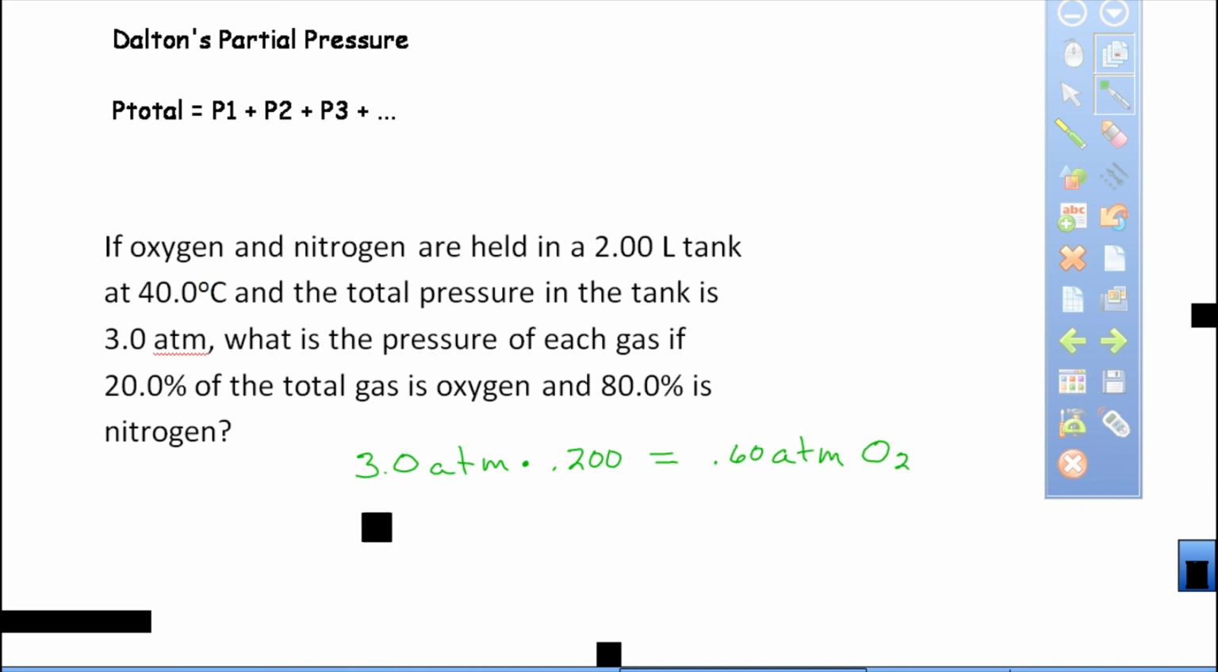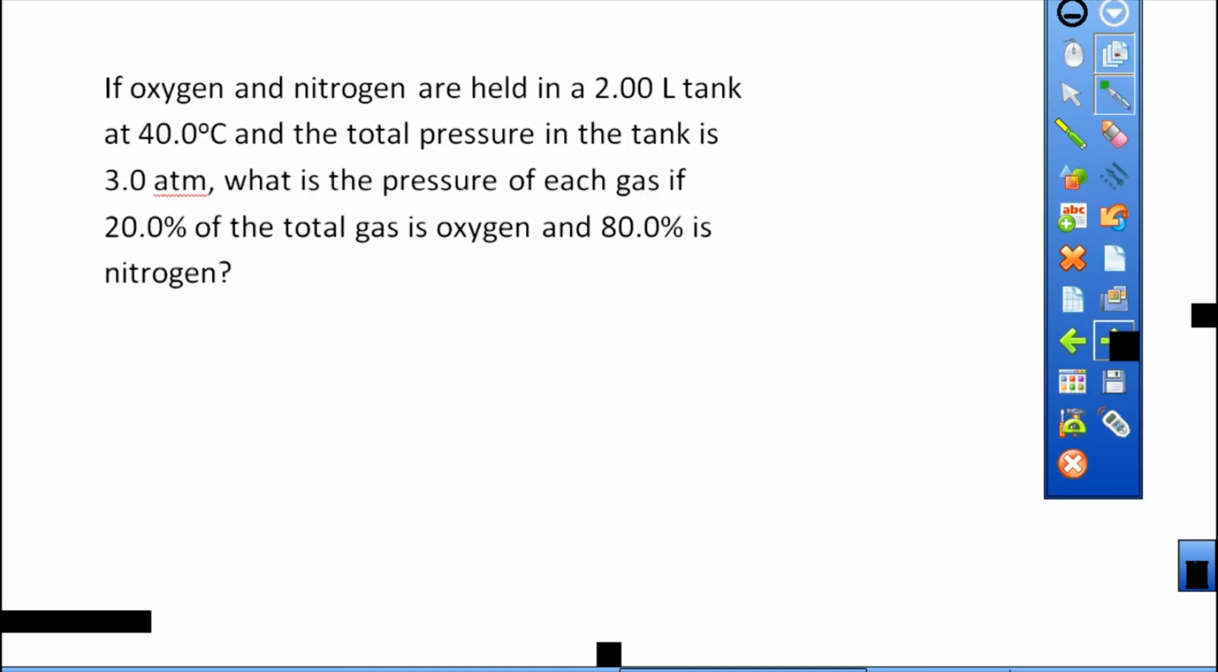If we do the same thing for the nitrogen, we know that 0.800 is due to the nitrogen, and we get 2.40 atmospheres due to nitrogen. And hopefully those two numbers add up to give you the 3 atmospheres. So the total pressure of that system is the sum of the two separate pressures. Okay.